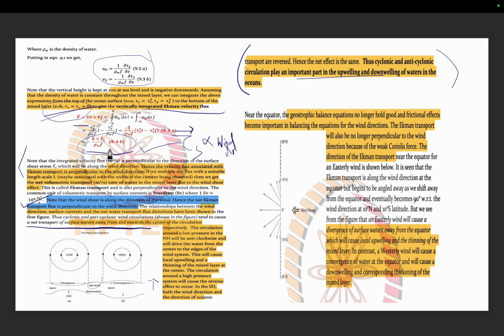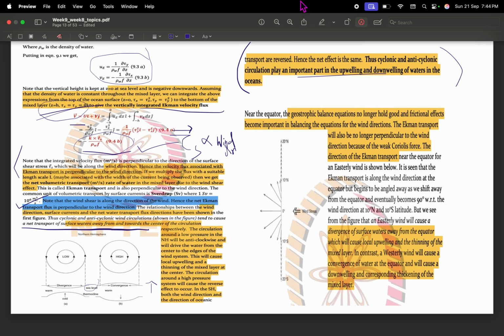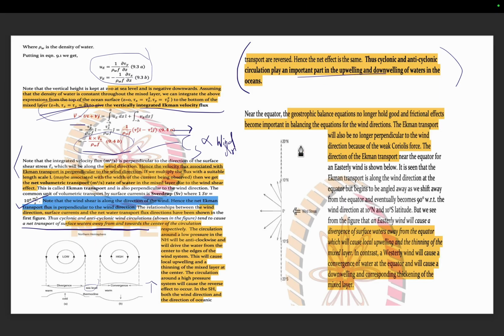Near the equator, the geostrophic balance equation no longer holds good and the frictional effect becomes important in balancing the equations for the wind directions. The Ekman transport will also no longer be perpendicular to the wind direction, because here f tends to 0, you know phi tends to 0, sine phi tends to 0.